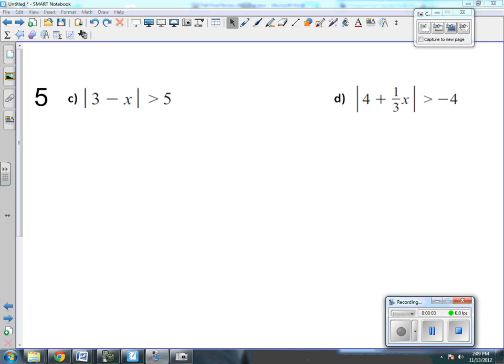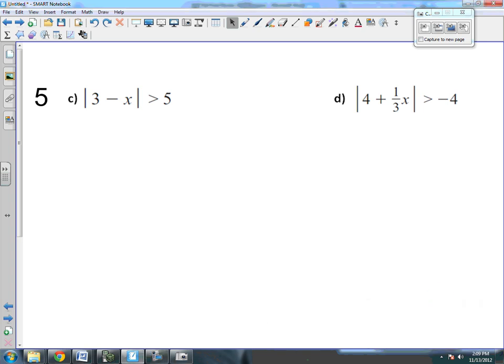Here are a couple examples of absolute value inequalities. To give you a little bit of help with these, we haven't done these since the beginning of the year, so that makes it a little more difficult to remember. So I thought it'd be good to show you how to do one of these. In 5C, you want to find out what values of x make that expression greater than 5.